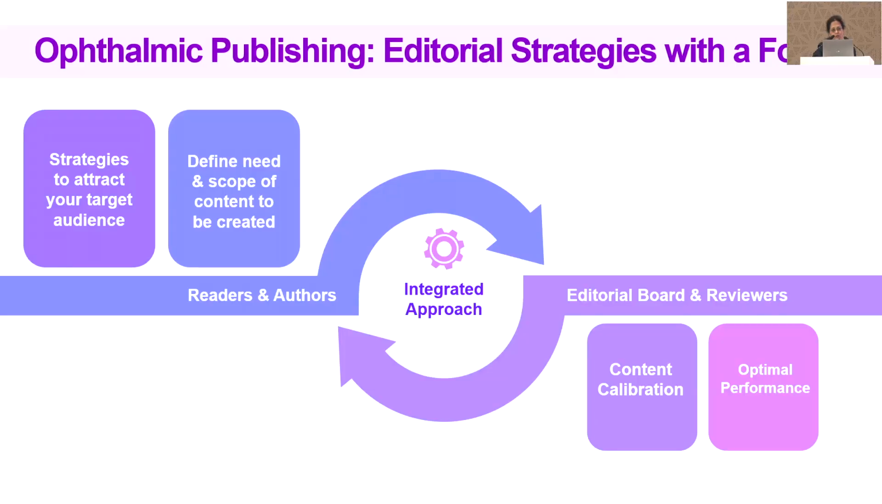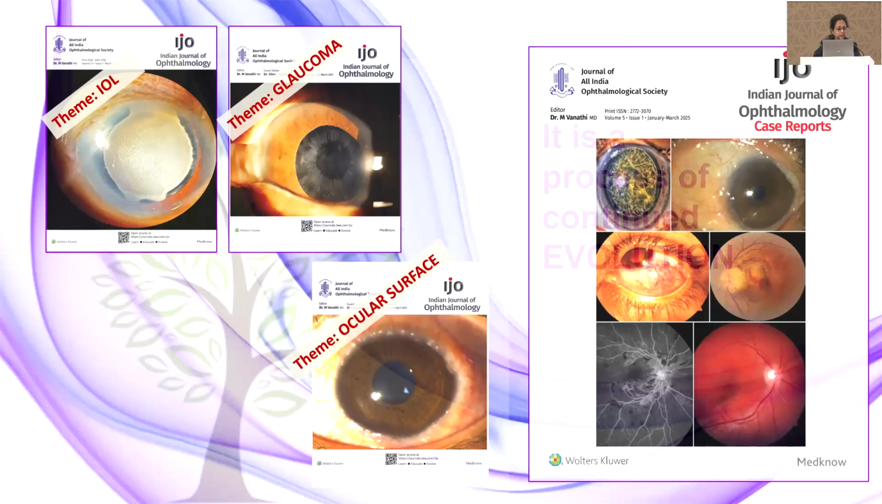So we need to evolve our strategies to target our audience and get them to cite more of our work here, and that would probably only happen if the content of what we are publishing is of high quality and is at par with those of the Q1 journals here. So this is a continual job for our editorial board and reviewers to really look at the content calibration and also optimize the performance of our articles here.